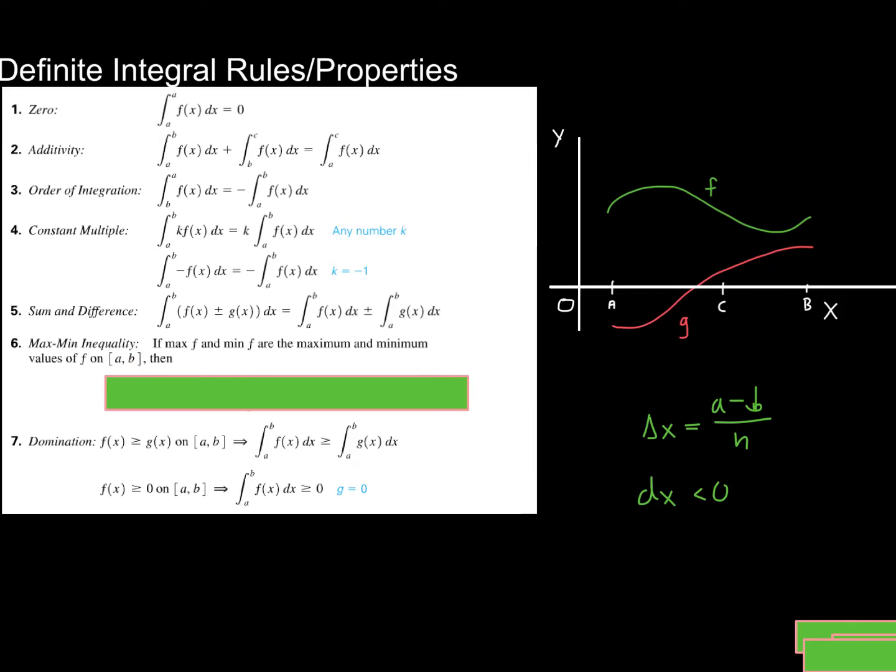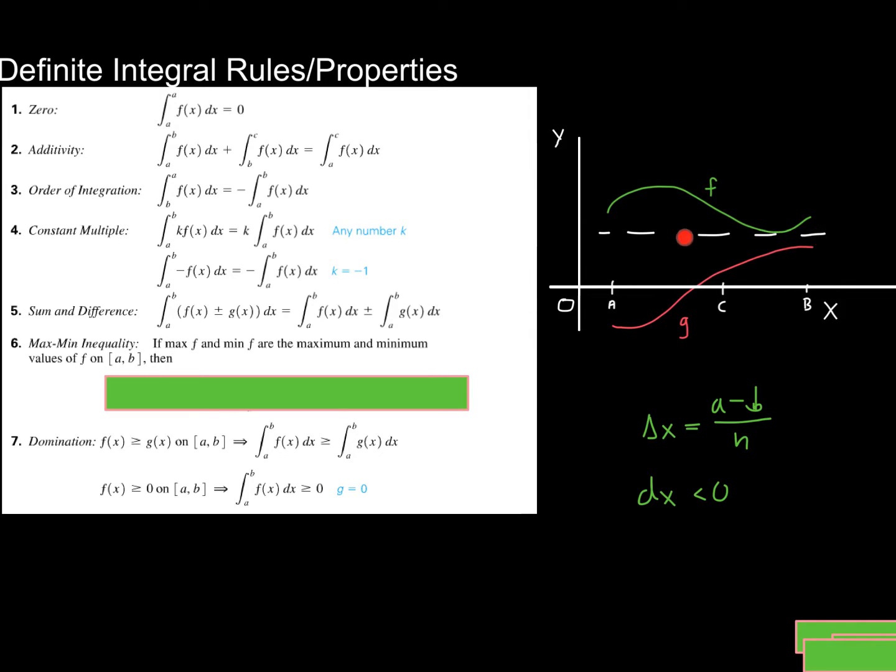All right, and last but not least, we have the max-min inequality, which says that if the max of f and the min of f are the maximum and minimum values of f on this interval, then, well, think about this. Look at f here. Its minimum value is right here, right? So if you use that minimum value as the whole function, to approximate the whole function, and you took the area underneath that, and I'll just kind of draw that here.